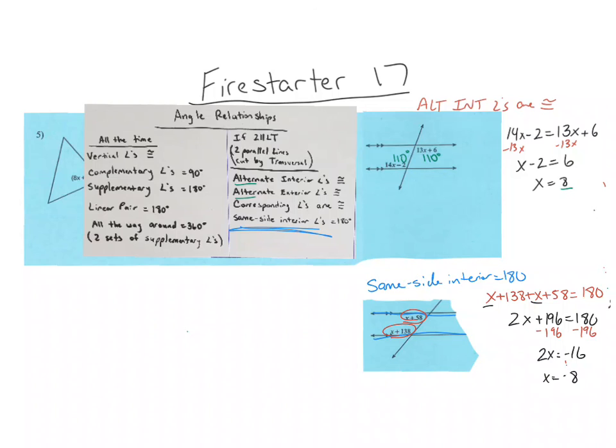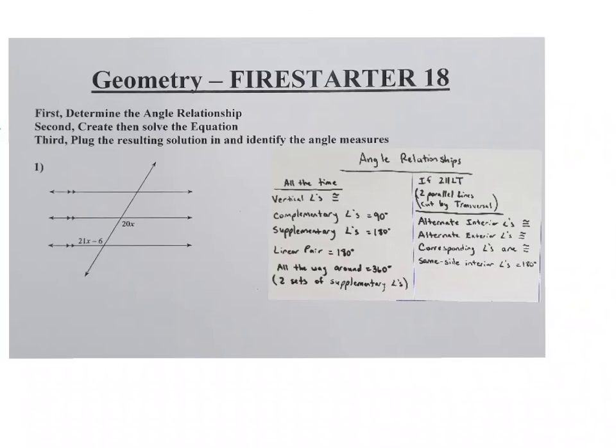So now I'm going to plug it in. Like I said, I'm going to take negative 8 and plug it in. So negative 8 plus 58 is going to turn into 50 degrees. Negative 8 plus 138 is going to turn into 130 degrees. And me just thinking in my head, 130 plus 50 is 180, so it does work out. That's it for Firestarter 17.